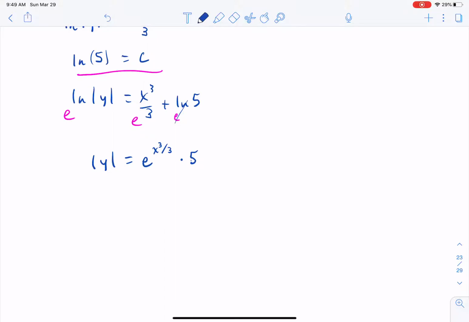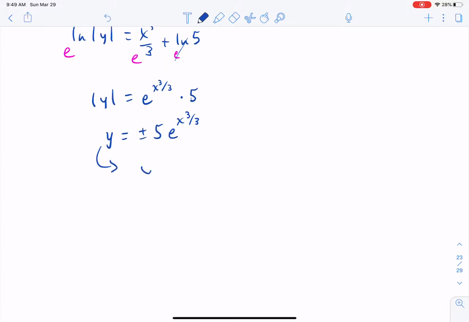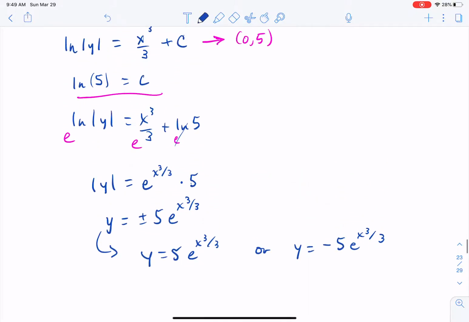So I might actually bring this 5 out to the front and make it look a little nicer. And then I can drop the absolute value if I put in a plus or a minus here, e to the x cubed over 3. Now I need to choose. Is it the positive one or is it the negative one? Is it y equals 5 e to the x cubed over 3, or is y equal to negative 5 e to the x cubed over 3? Well, our choice between those is completely determined by the initial condition that we have here.